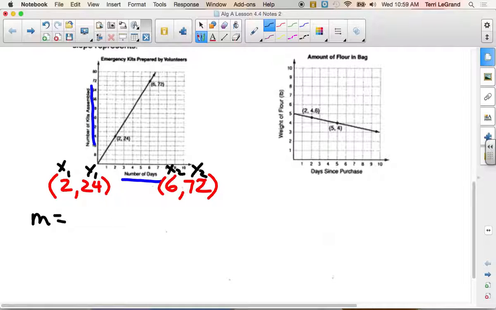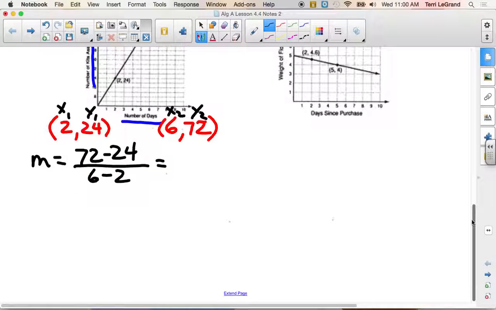So what's it going to look like upstairs? Somebody want to offer with a hand? What's it going to look like upstairs in this? Mia? 72 minus 24. What's it going to look like downstairs in this formula? Josh? 6 minus 2. Let's finish. Okay, so what is 72 take away 24, class? 48, thank you. And 6 take away 2 is? 4.